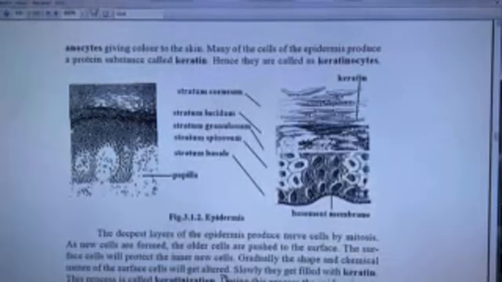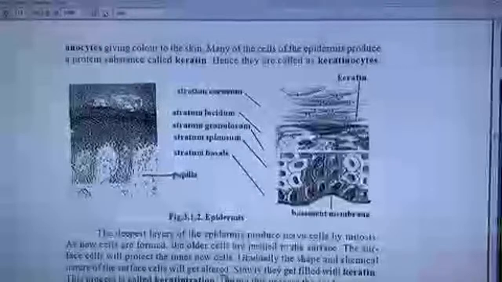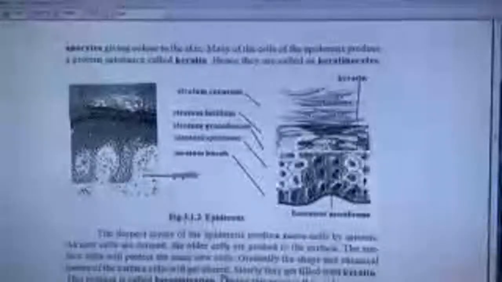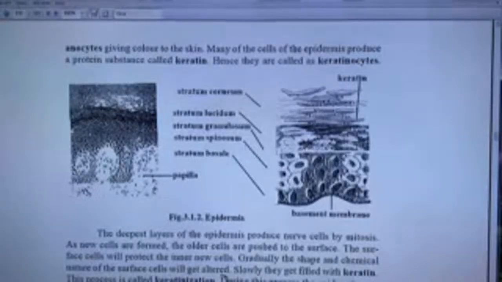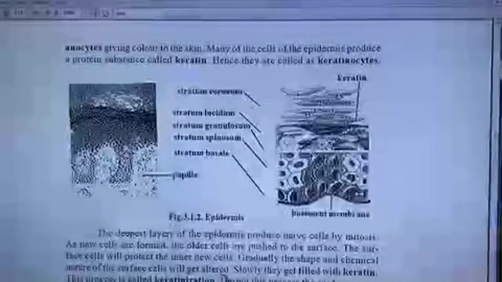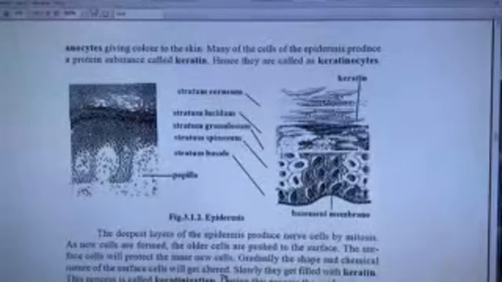The deepest layer of the epidermis produces new cells. As new cells are formed, the older cells are pushed to the surface. The surface cells gradually protect the inner new cells. The shape and chemical nature of the surface cells get altered. Slowly, they get filled with keratin. This process is called keratinization. During this process, the epidermis gets divided into five distinct strata. They are stratum basale, stratum spinosum, stratum granulosum, stratum lucidum, and stratum corneum.